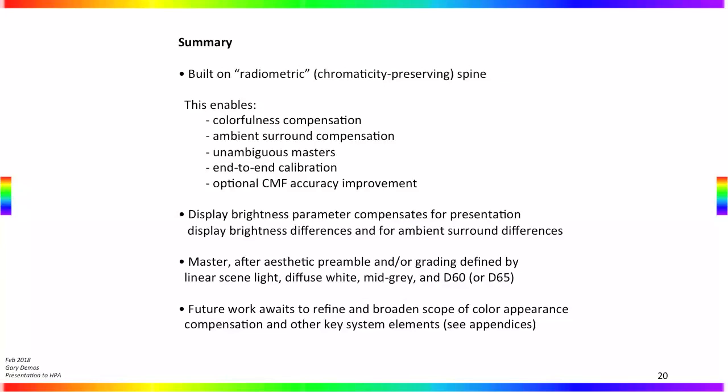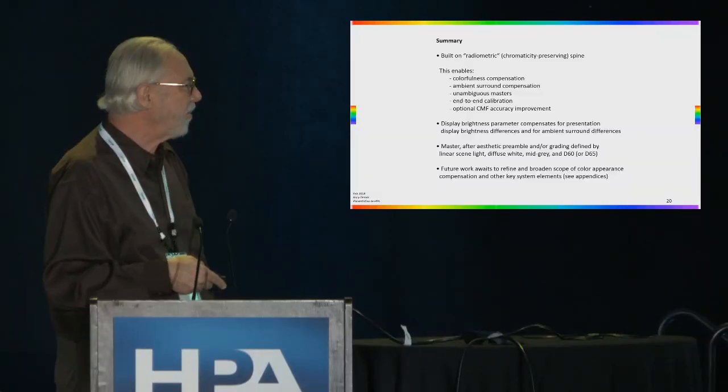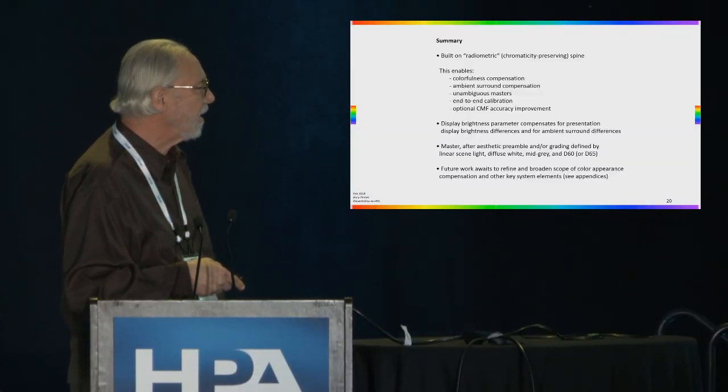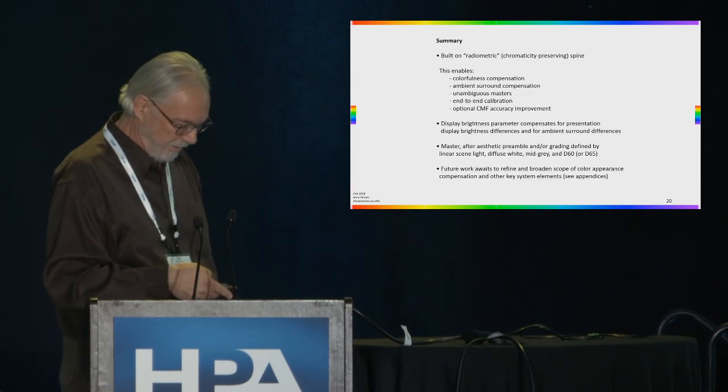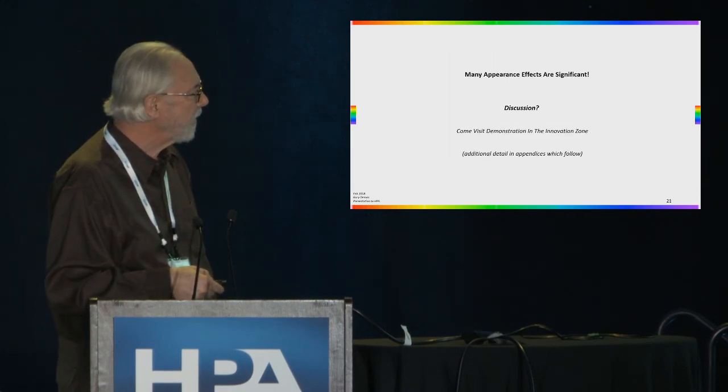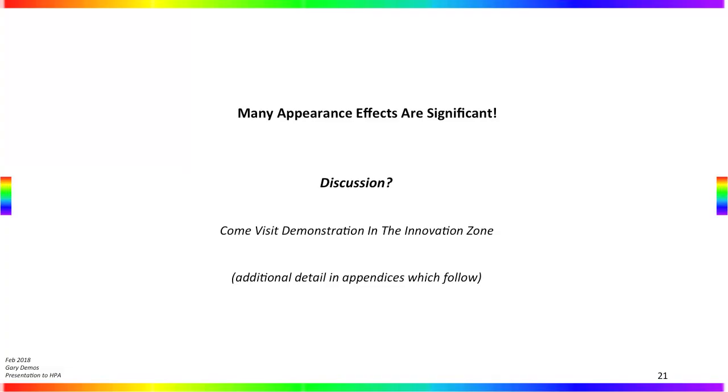I'm using scene light even if grading. Josh Pines wanted me to call that faux scene referred, but it's scene referred with grading. It's also called ACES Prime, but it definitely seems to work. And there's a lot of future work that awaits in this stuff. Many of these effects are very significant visually. I mean, not sweep under the rug things. So I think I'm at my time.